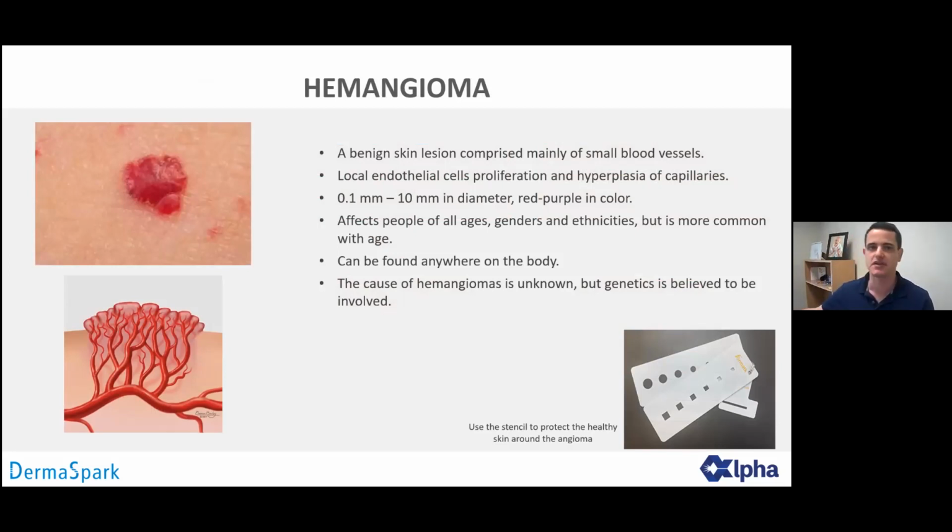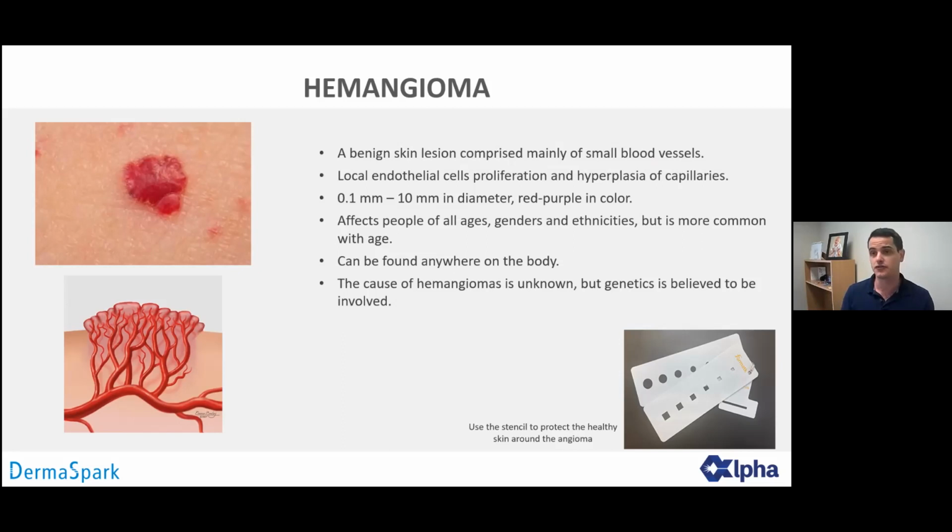All right, so let's begin with hemangiomas. Hemangiomas are also known as cherry angiomas. These are benign lesions that comprise mainly of small blood vessels above the skin level. They are raised lesions that are caused by local endothelial cell proliferation and hyperplasia of capillaries. For reasons that are still not fully understood, although there is a strong belief that there is a genetic component that is causing this kind of lesions to develop.